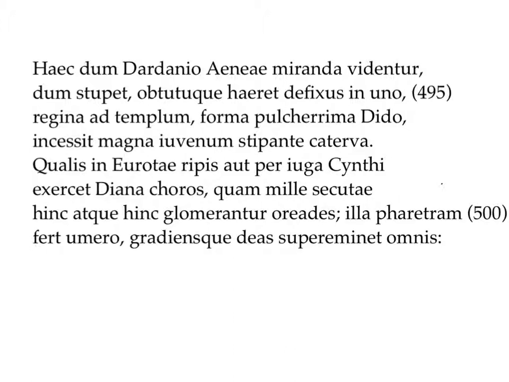Alright, so if we read through here, we have a little bit of leakage of hike. Okay, so dum actually kind of starts right here, that clause does. And we say, hike dum Dardanio Aenea Miranda videntur. Dum stupet, obtutuque haeret defixus in uno. Regina ad templum forma pulcherrima Dido incessit magna juventum stipante caterva. So we bracket this like that. We see this bracket here and right here, which is nice because those are individual lines. And we start off with these things. While these things are seen, these things being amazed at by Dardanian Aeneas.